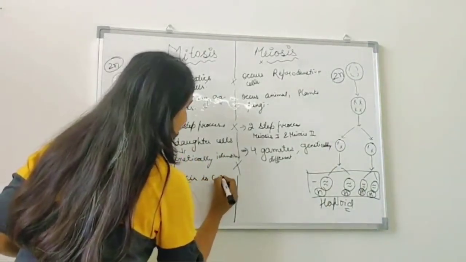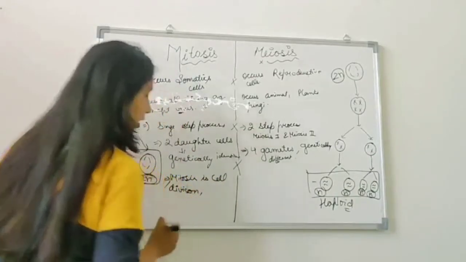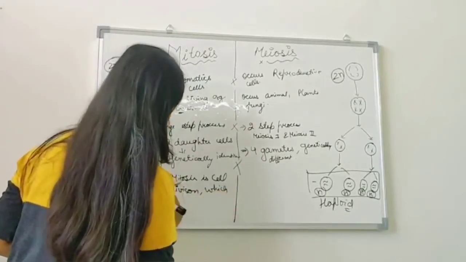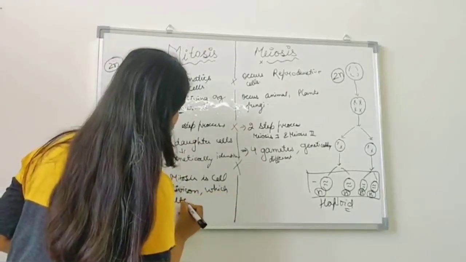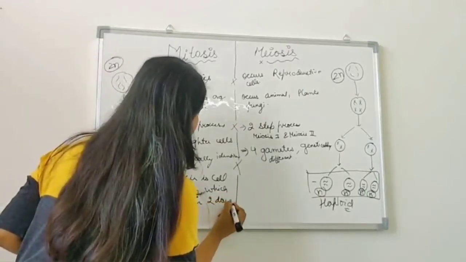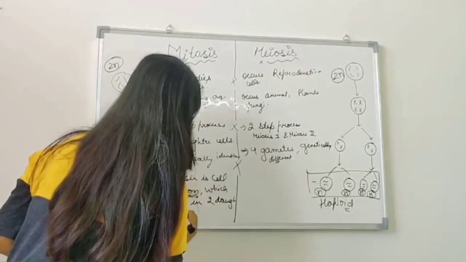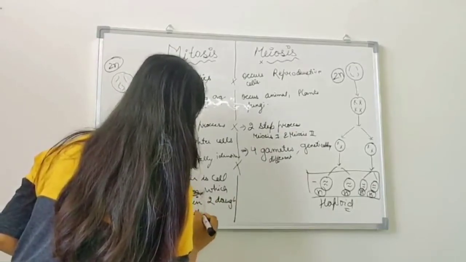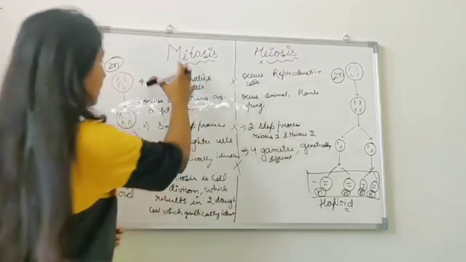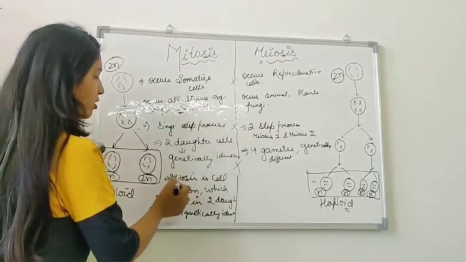Mitosis is a cell division which results in two daughter cells which are genetically identical. So by learning these differences, you can give the mitosis definition.